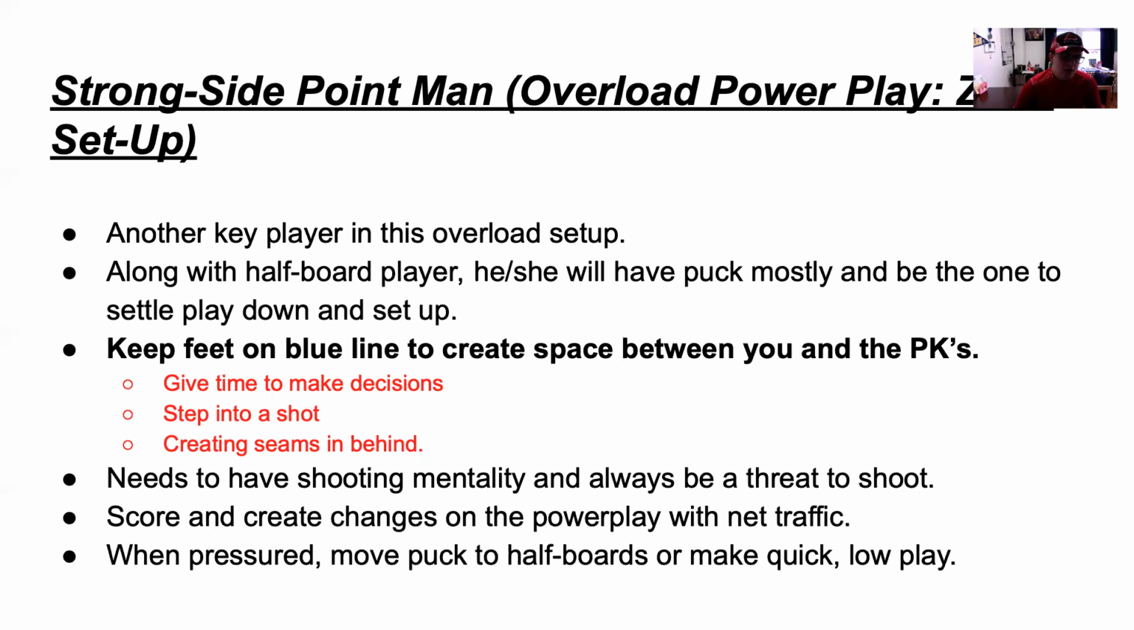When pressured, the strong side point man needs to move up to the half boards or make a quick low play, like we talked about. It could be a small little rim to either F2 or F3, whoever is down low in a specific situation.